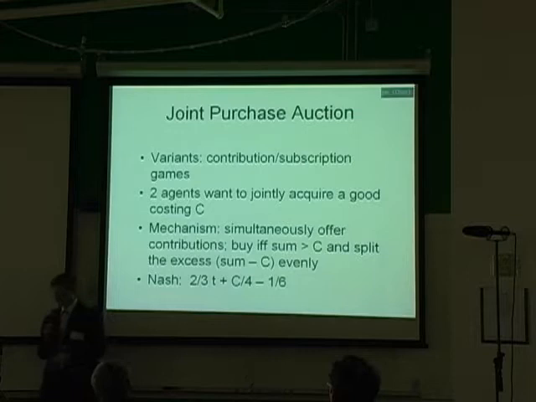And this is the Nash equilibrium of this game. Two-thirds your type plus C over 4 minus the sixth.